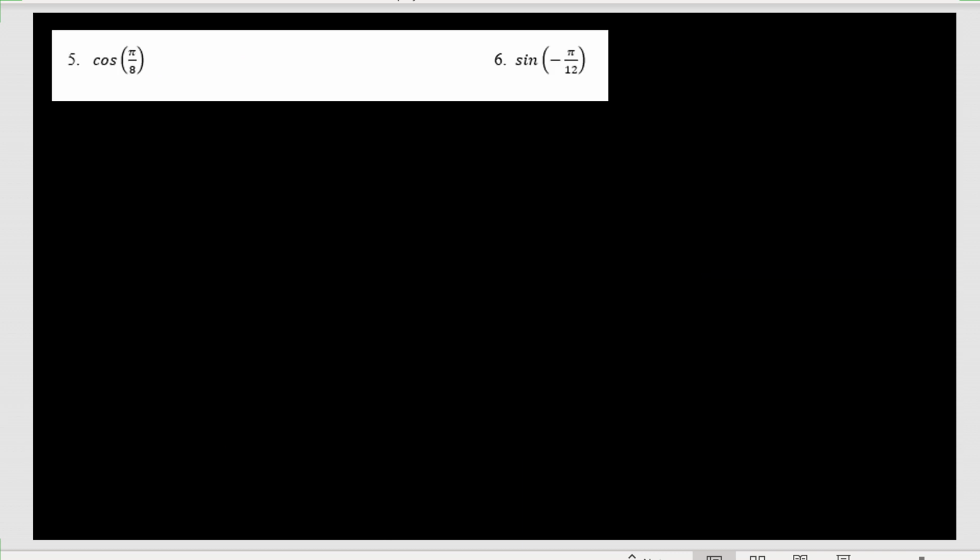All right, in numbers 5 and 6. So real quick, number 5, that one's not going to work in order to give us a value on the unit circle. That is a half angle, and we're going to do those later. So we are going to omit number 5. And then we're going to look at number 6. So for number 6, we have sine of negative pi over 12. Okay, so think about where that's going to be. Positive pi over 12 is here in quadrant 1, so negative pi over 12 is going to be in quadrant 4, and sine is negative in quadrant 4.